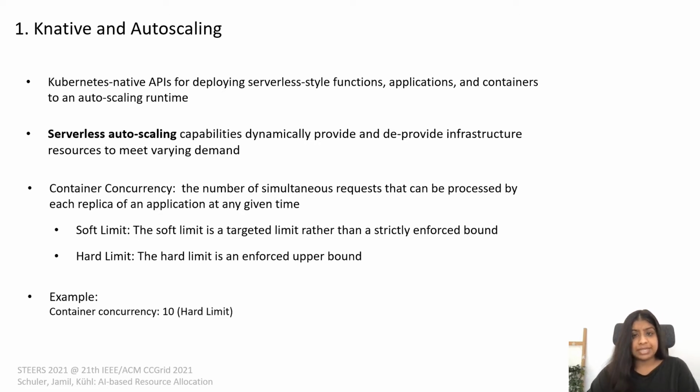To give you an example of what this means for our incoming requests, let's take 5 simultaneous incoming requests. If a user has set a container concurrency of 10, we would only need 1 replica to service these 5 incoming requests. If there are 59 simultaneous incoming requests, Knative would spin up 6 replicas. And for 467 simultaneous requests, Knative would spin up 47 replicas.